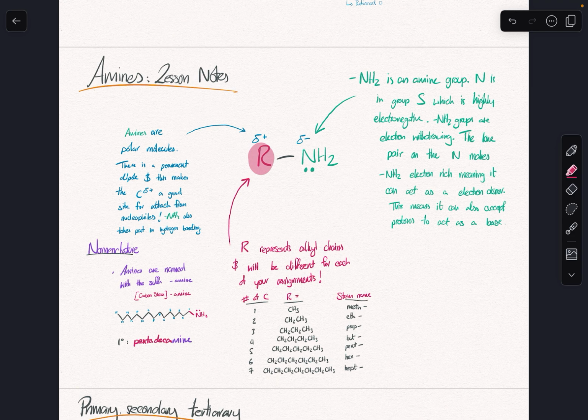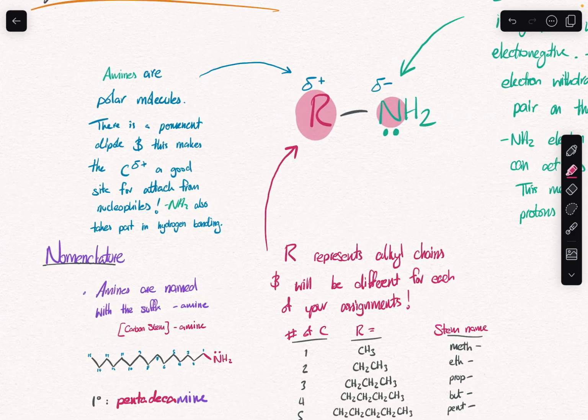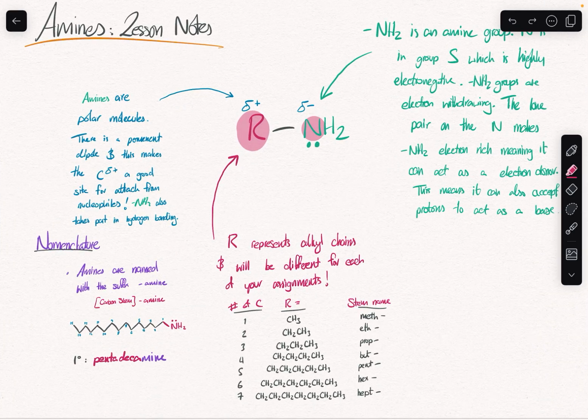The lone pair on the nitrogen over here means that this amine group is also electron rich, which means it can actually act as an electron donor, and it can also accept protons and act as a base, which we're going to look at a little bit later on. NH2 also takes part in hydrogen bonding. If you remember, it's N, O, F, and they take place in our hydrogen bonding. So we can see higher boiling points with our amines than we can for our alcohol groups. But again, that's not important.